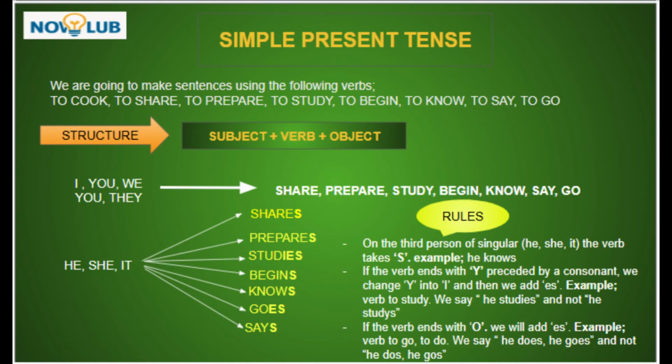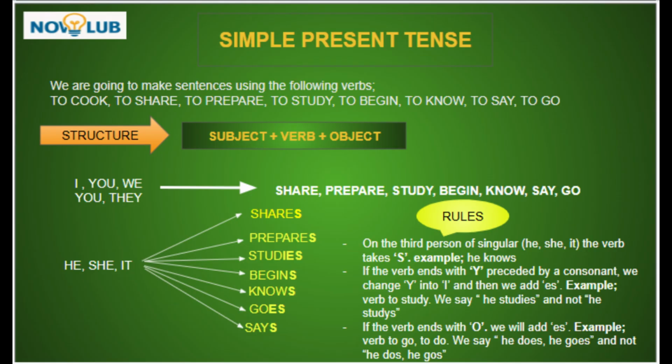You look at these examples using these same verbs. You can say, I share, you share, we share, you share, they share. There is nothing which is changing. But when you come here to third person singular, you say, he shares, he prepares, he studies, and so on. She shares, she says, she goes, you see, and so on. Actually, we are adding an s at the end of the verb.